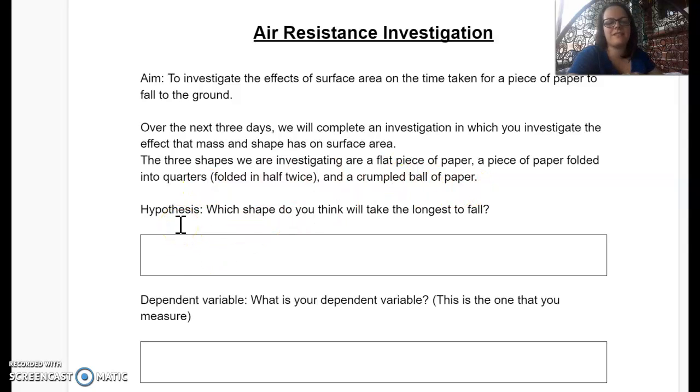And so your hypothesis is which shape do you think will take the longest to fall? That will be what your hypothesis is about. And then moving on to your variables.